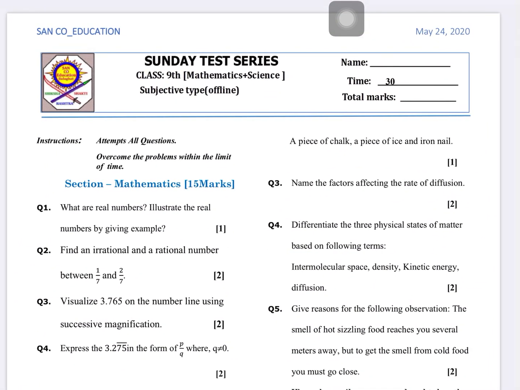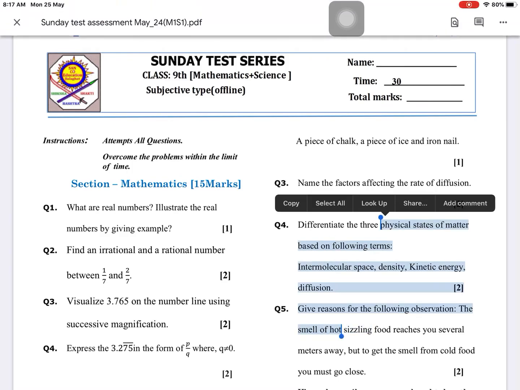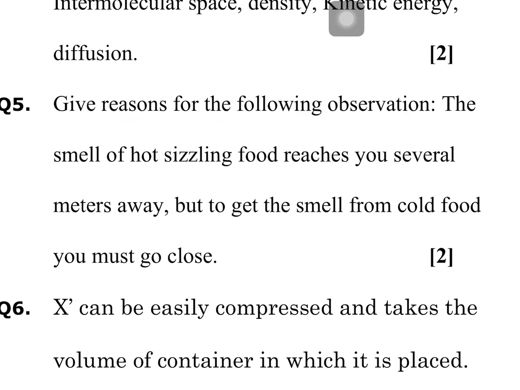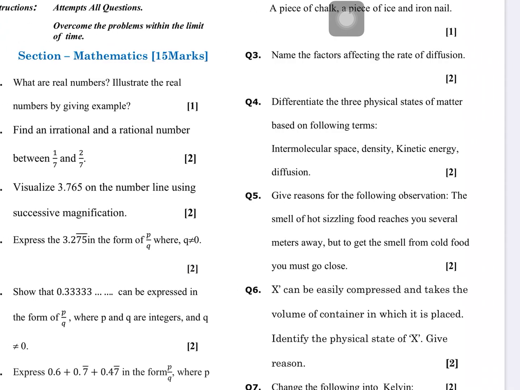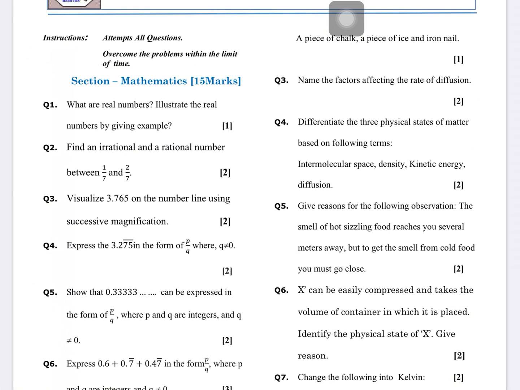Now, question 5 is also there. Give reason for the following observation. The smell of hot sizzling food reaches you several meters away, but you do not get the smell from cold food. You must go close. Here the questioner is asking about sitting or staying far away, even for hot food. Sometimes you smell chicken being cooked in your neighborhood, or some very tasty food being cooked around you.